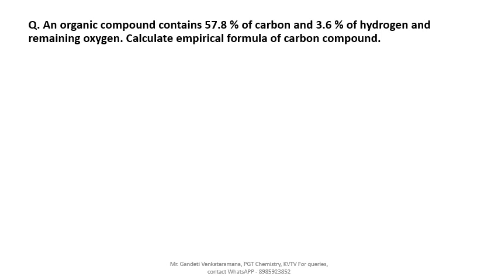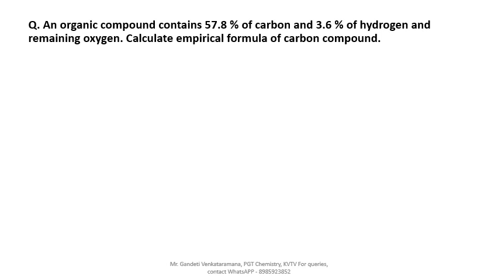Next question, dear students. An organic compound contains 57.8% of carbon and 3.6% of hydrogen and the remaining oxygen. Calculate the empirical formula of the carbon compound. 57.8% carbon means carbon is present. 3.6% hydrogen, H is present, and remaining oxygen is present, O is present. But the percentage is not given for the oxygen.